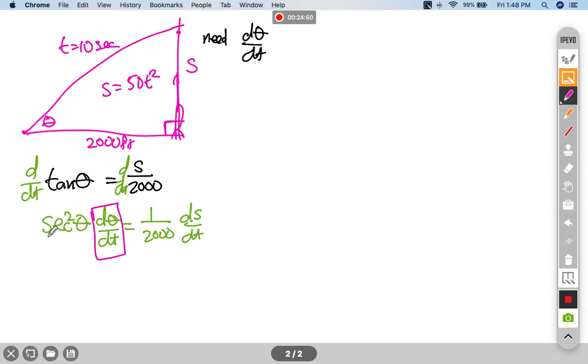I can divide by secant squared. Well, secant is 1 over cosine, so that would be the same thing as saying d theta over dt would be cosine squared theta over 2000 times ds dt.